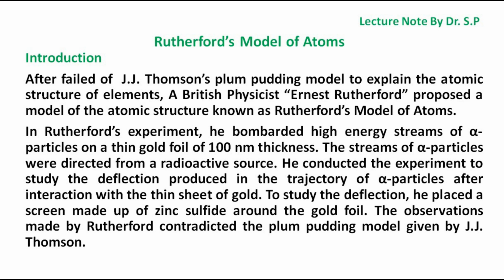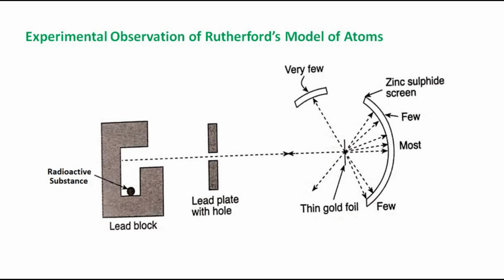In Rutherford's experiment, he bombarded high-energy streams of alpha particles on a thin gold foil of 100 nanometers thickness. The streams of alpha particles were directed from a radioactive source. He conducted the experiment to study the deflection produced in the trajectory of alpha particles after interaction with the thin sheet of gold. To study the deflection, he placed a screen made up of zinc sulfide around the gold foil. The observations made by Rutherford contradicted the plum pudding model given by J. J. Thomson. Experimental observation of Rutherford's model of atoms is shown in the diagram.